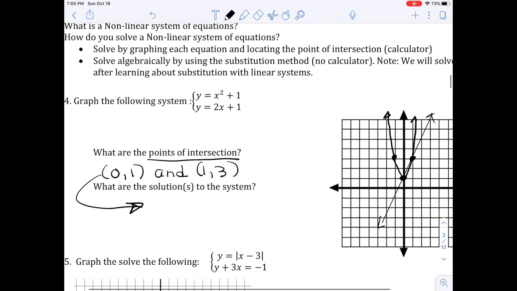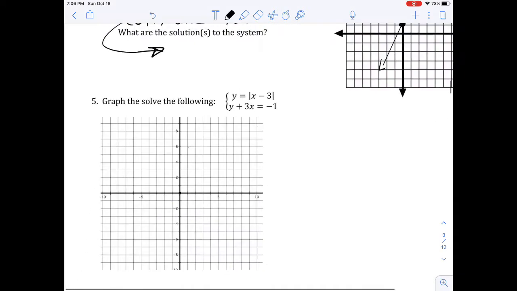Now, a second way that we could do this would be to place it into our graphing calculator using the y equals menu. And a third way would be to solve it using algebraic methods that we're going to do later on. All right, let's try another one.